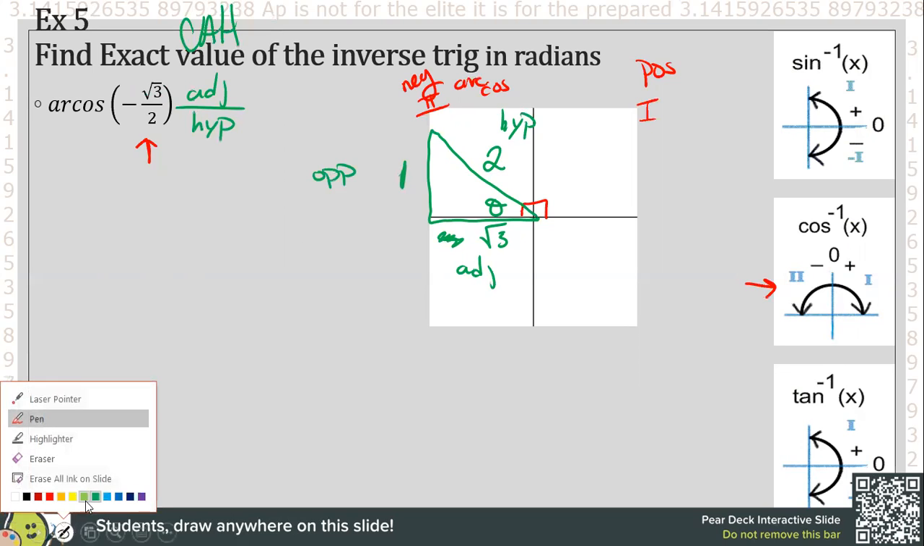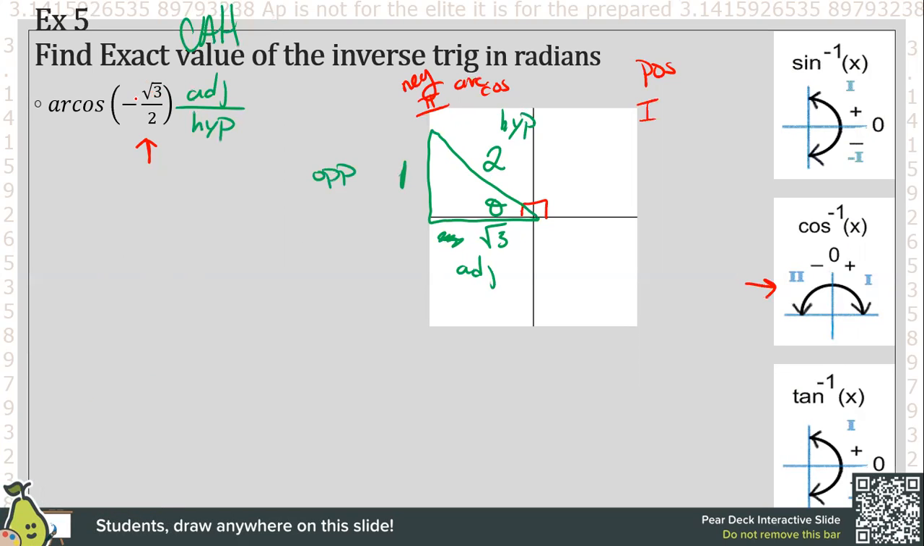Now, I need to stamp this point very clear, guys. There is a negative. However, my hypotenuse cannot be negative, only my adjacent. So this negative is associated with the square root of 3. Okay, now we're going to do the same thing. The angle that creates a 1, so what theta gives us a length of 1.